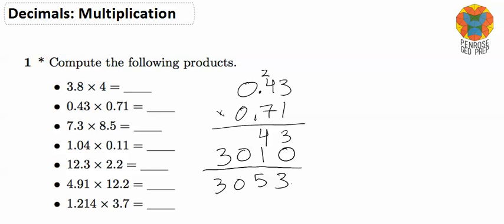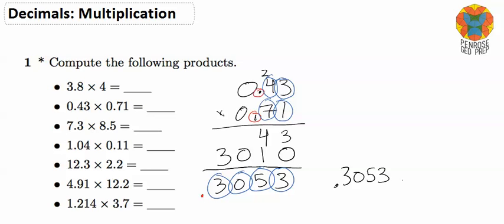3053. But now what happens with our decimal? Well, let's find our two decimal points. And now we have 2 numbers to the right of the decimal here, and 2 numbers to the right of the decimal here. So in our final answer, we should have 1, 2, 3, 4 numbers to the right of the decimal. So our answer here is 0.3053.